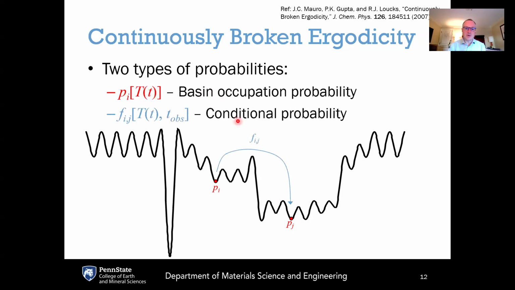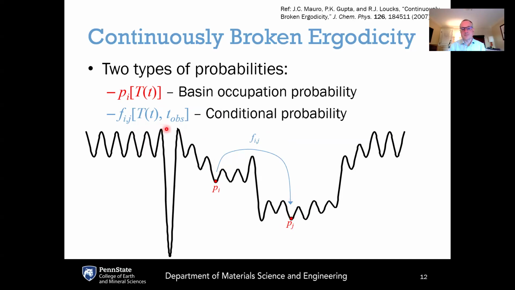Now, the second type of probability is a conditional probability. This is Fij. The two indices tell you the conditional probability that, if I start in basin I and propagate the system over the observation timescale T observed, I will end up in microstate J. So Fij says, if I start in basin I, what's the probability of ending up in basin J after the observation time?